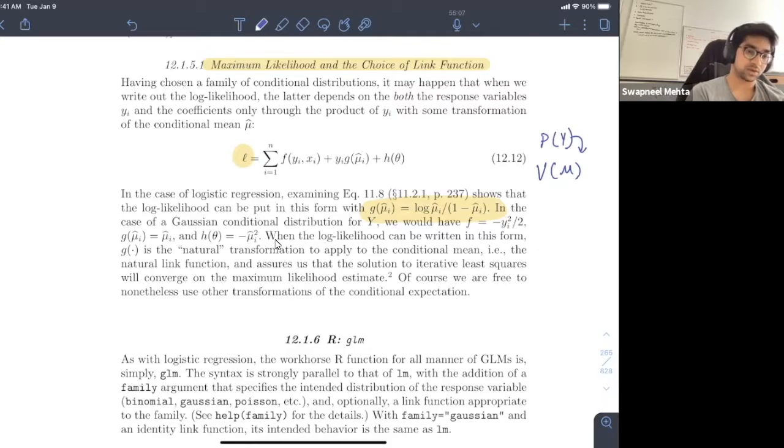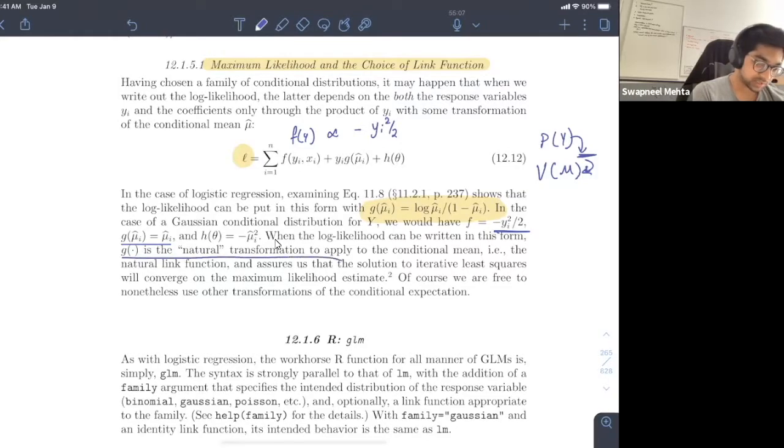I think. No, there is some step in the middle and then there is this. But anyway, for a Gaussian conditional distribution, we would have f equal to minus y squared. So f of y is proportional to minus y_i squared by 2. g of mu is equal to mu hat_i when the log likelihood can be written in this form. g is the natural transformation to apply to the conditional mean. That is the natural link function.